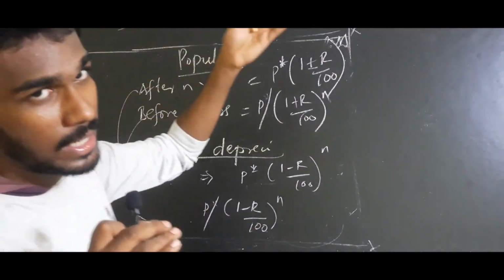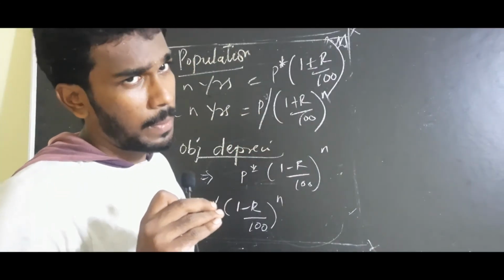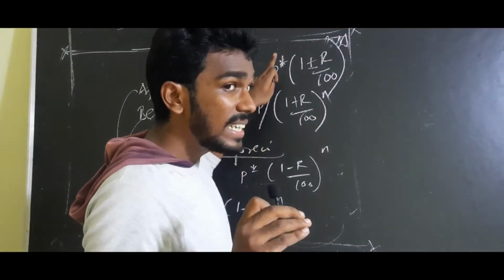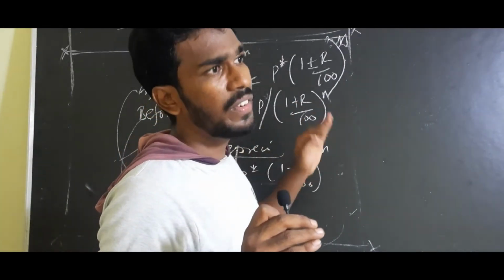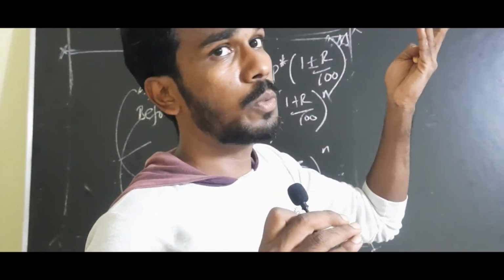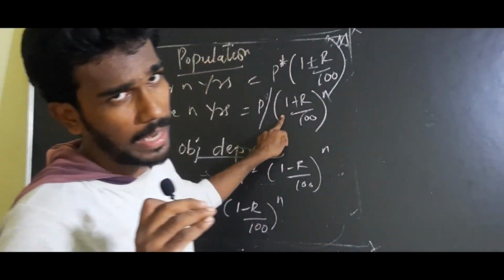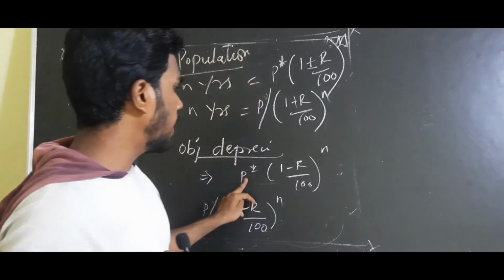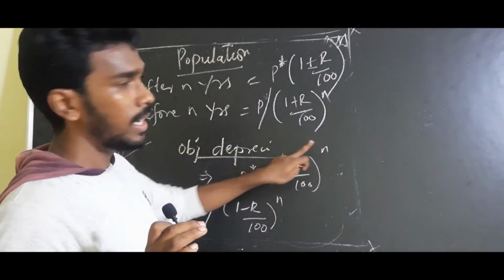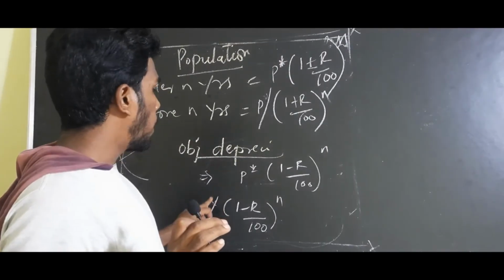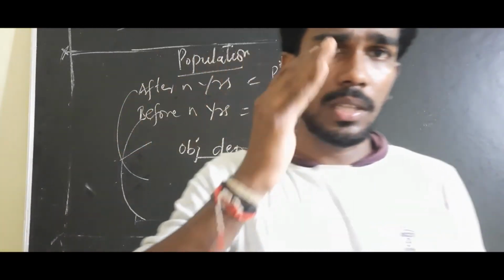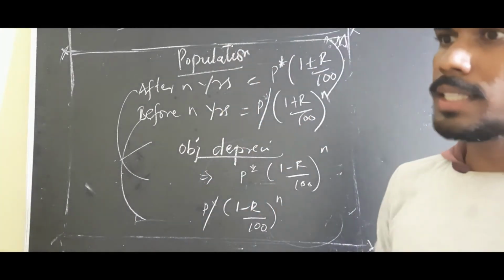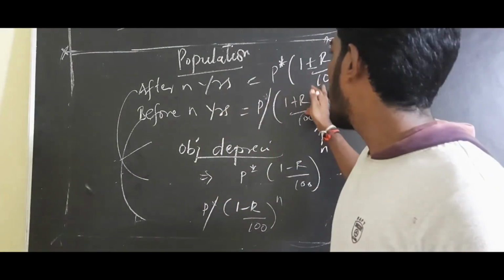Similarly, before n years, if the population is increased by 5%, calculate the population before n years, then you will be making it as P divided by 1 plus R divided by 100. If it decreases by 5%, then what was its population before n years? You will be doing it with a minus sign. Similarly, if it is an object, definitely you have to give a negative sign. So P multiplied with 1 minus R by 100 to the power n after n years. Before n years, P divided. So before means the present value of the population should be in the numerator part. After n years, the population should be multiplied with 1 plus R by 100.